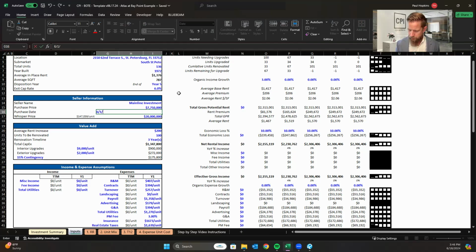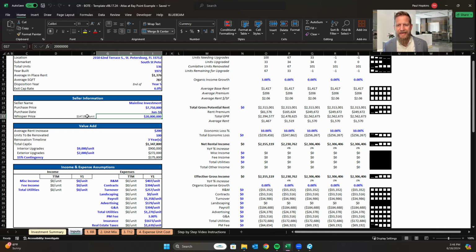June 2016. Okay. And the whisper price. The whisper price is the guidance that the broker gives you for what they feel this property is worth. So, for this property, for example, the broker initially said that their guidance and what they were trying to get for this property was around $22 million.